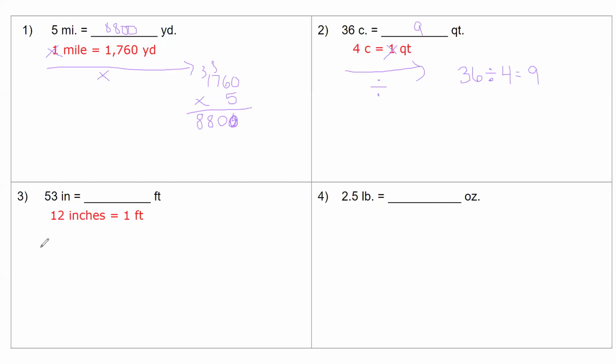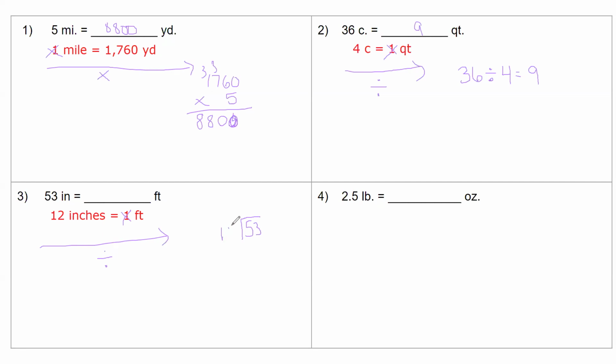So I have to think about this. I'm going from 12 down to 1. I'm getting smaller. Smaller means I am going to divide. And I remember that I don't ever use the 1. So my problem is 53 is being divided by 12.